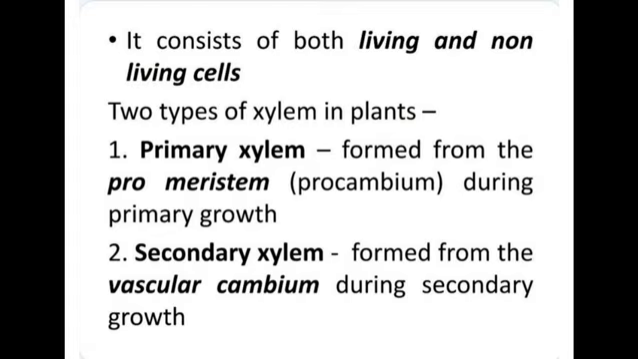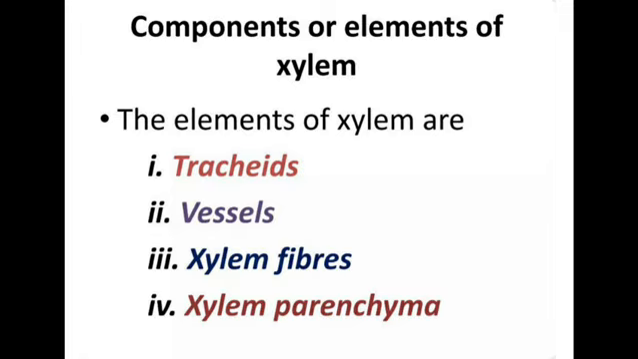Two types of xylem in plants. One, primary xylem, formed from the promeristem and procambium during primary growth. Two, secondary xylem, formed from the vascular cambium during secondary growth. The components, or elements, of xylem are: 1. Tracheids, 2. Vessels, 3. Xylem fibers, and 4. Xylem parenchyma.